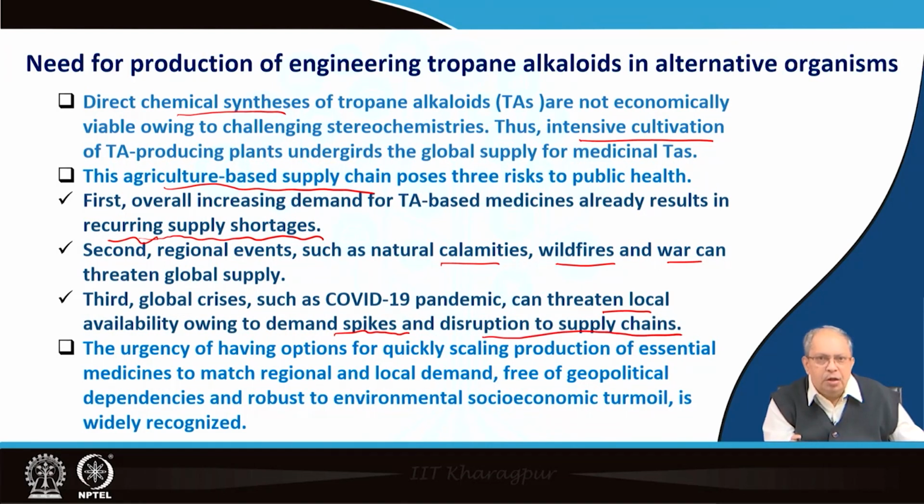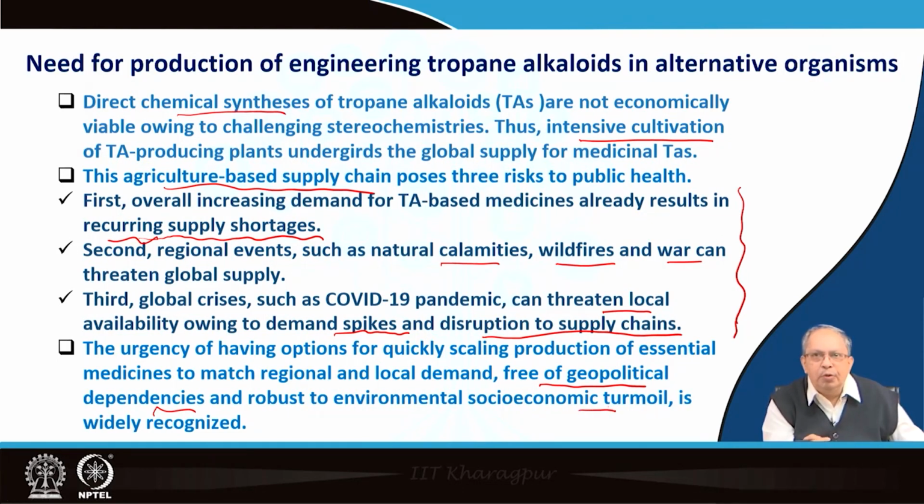So, that means if one is entirely dependent on the supply of the plant from wild sources, then these possible problems one may face. Okay. So, what is the alternative, what is the way out? The way out is this: if such tropane alkaloids can be produced in an alternative system, which is basically free from any regional local demands, free from geopolitical dependencies and robust to environmental and socio-economic turmoil, then that would be great.